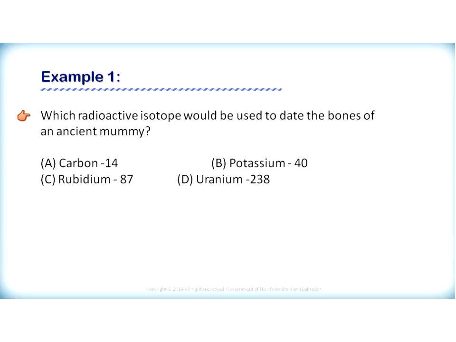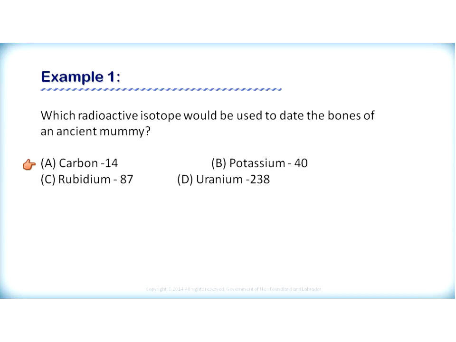Let's have a look at some examples of past public exam questions. First question reads, which radioactive isotope would be used to date the bones of an ancient mummy? If we're going to look at an ancient mummy, that would be a once living thing. Therefore, it would be relatively young in age compared to a lot of rocks that are found on the Earth.